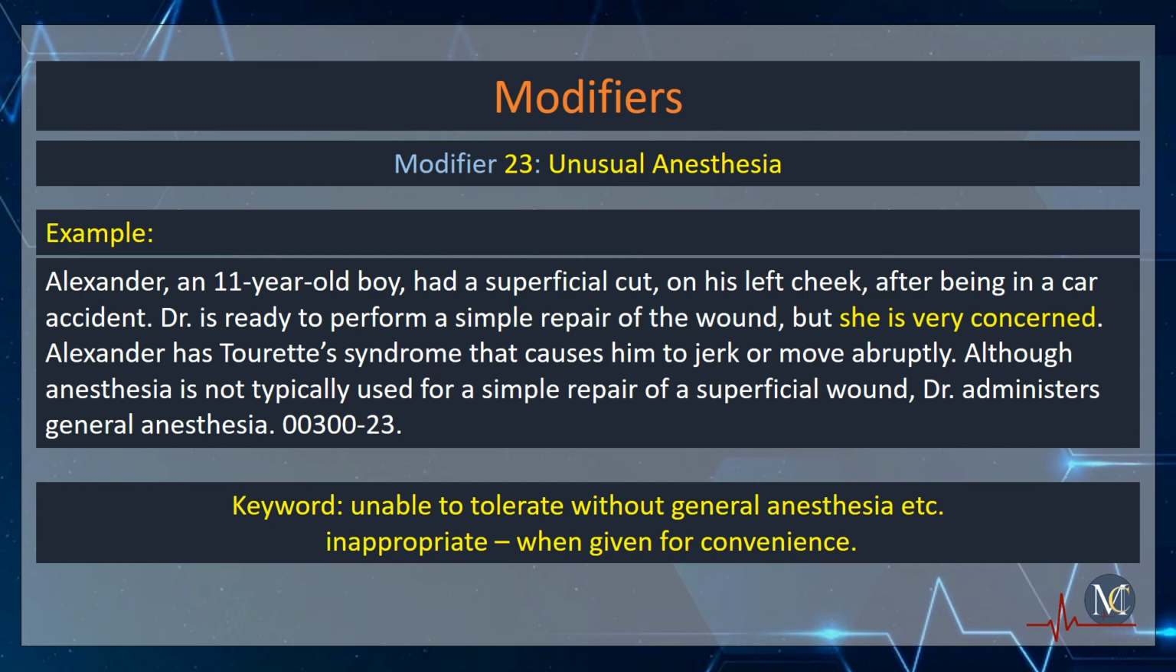Let's take an example. Alexander, an 11-year-old boy, had a superficial cut on his left cheek after being in a car accident. The doctor is ready to perform a simple repair of the wound, but she is very concerned. Alexander has Tourette syndrome that causes him to jerk or move abruptly. Although anesthesia is not typically used for a simple repair of a superficial wound, the doctor administers general anesthesia. Then the code is reported along with modifier 23.